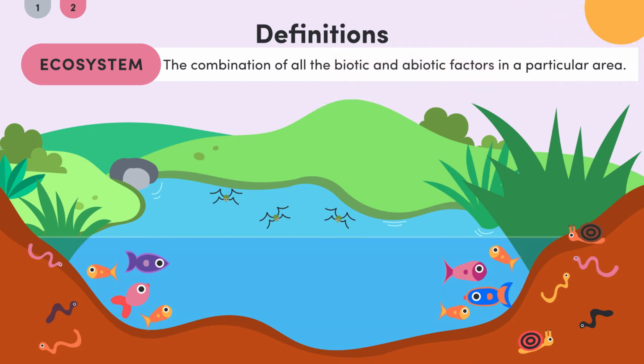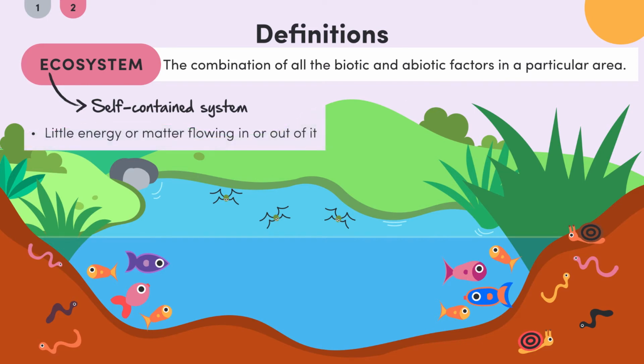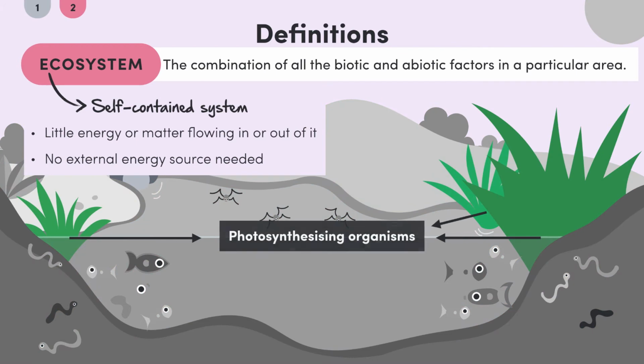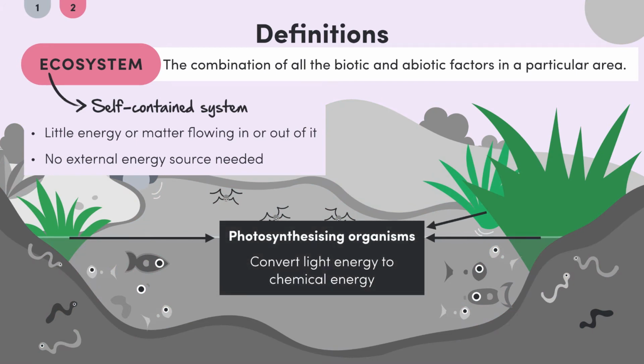Another key feature of an ecosystem is that it's pretty self-contained. This means that there's very little energy or matter flowing in or out of it. In particular, an ecosystem doesn't need any external energy source. It's self-supporting in terms of energy flow. This is because the ecosystem functions thanks to the work of its own photosynthesizing plants and algae. These organisms convert light energy to chemical energy for the rest of the ecosystem to use.